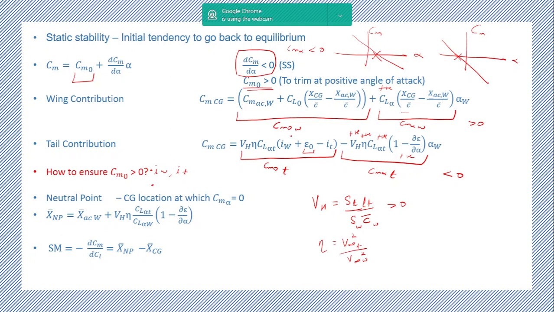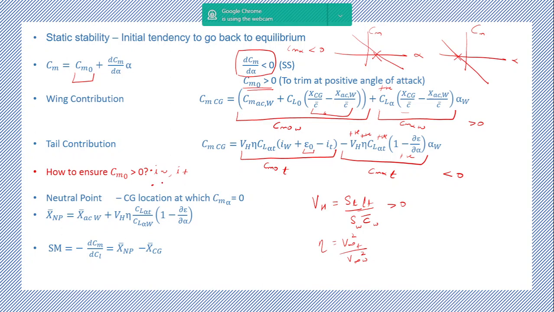What about when you look at the wing contribution towards Cm naught? What can you do there? This quantity is negative. You can't do anything about that, right? Because the CG is typically behind the AC of the wing. So what else can you do to ensure that Cm naught is positive? You can't do anything about this term. What can you do? You can make CMAC at the wing positive.